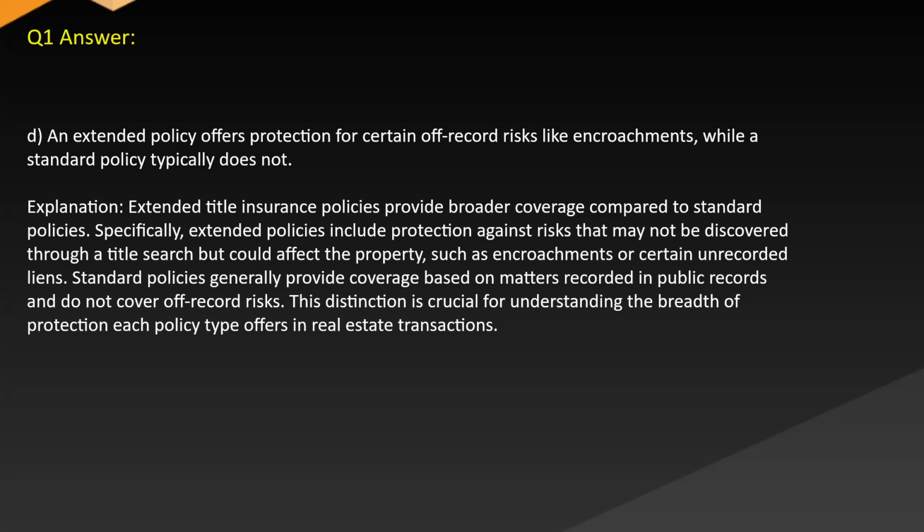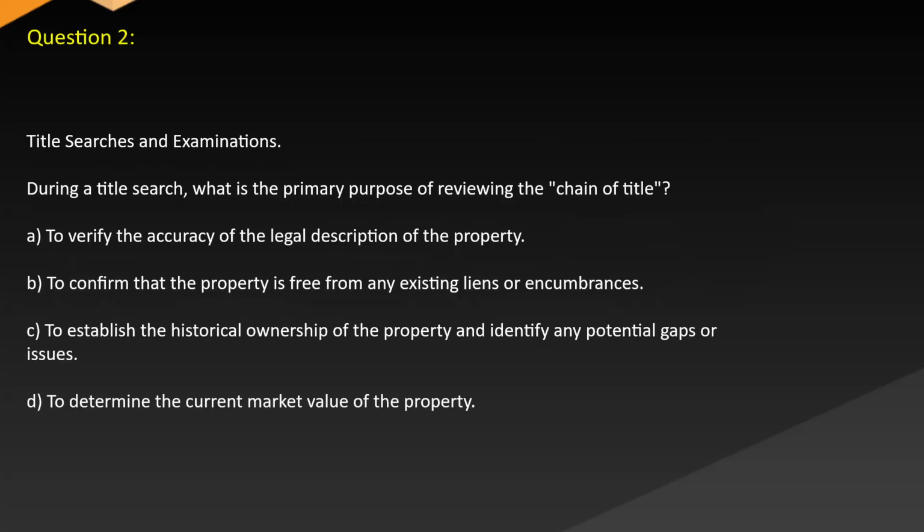Standard policies generally provide coverage based on matters recorded in public records and do not cover off-record risks. This distinction is crucial for understanding the breadth of protection each policy type offers in real estate transactions. Question 2. Title searches and examinations. During a title search, what is the primary purpose of reviewing the chain of title?